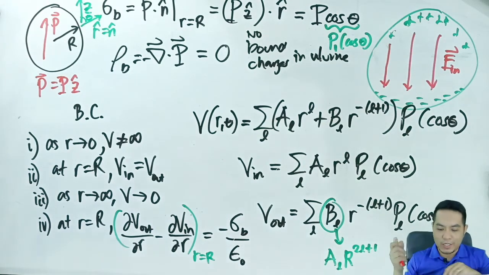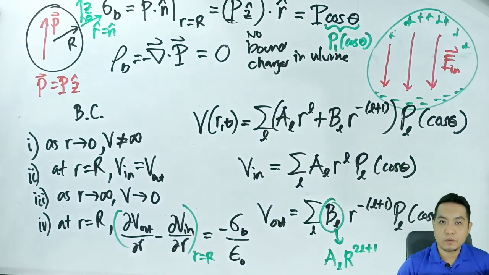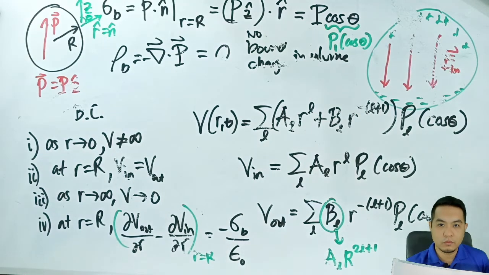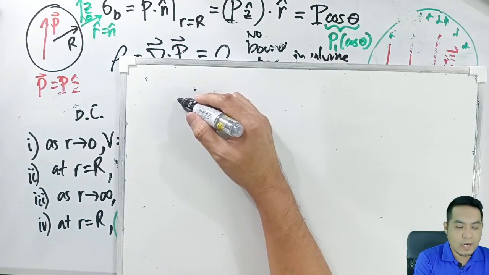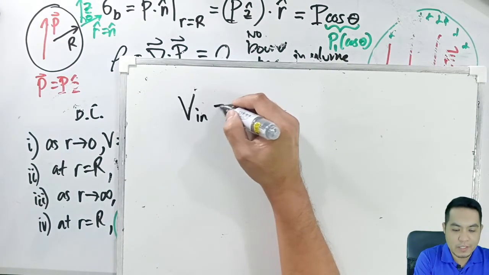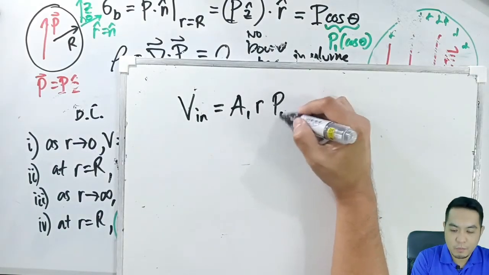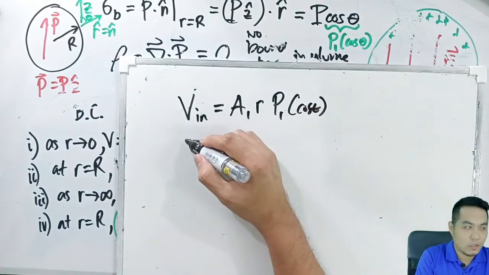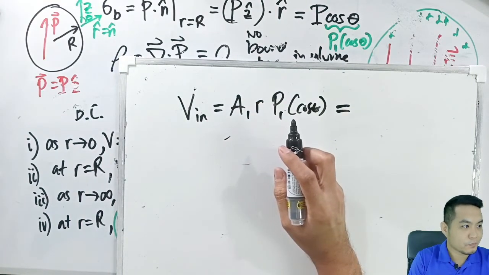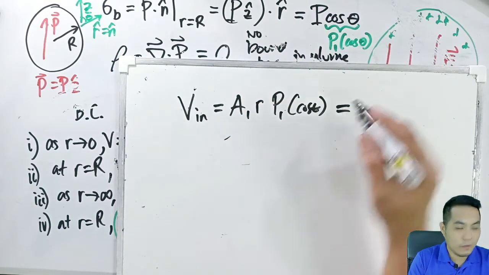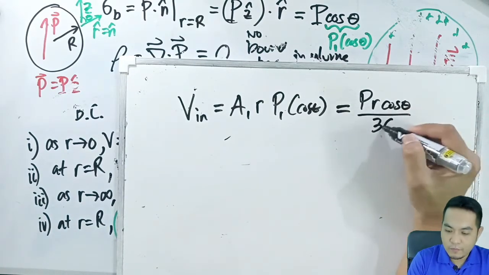And basically, what will happen is you will only have one term in the summation for the potential inside. It's just A1 r to the power of 1 P1 of cosine theta. And you can actually solve for A1. This will give you P r cosine theta over 3 epsilon naught.